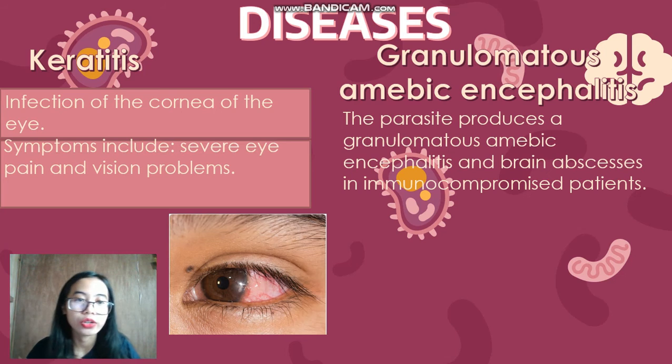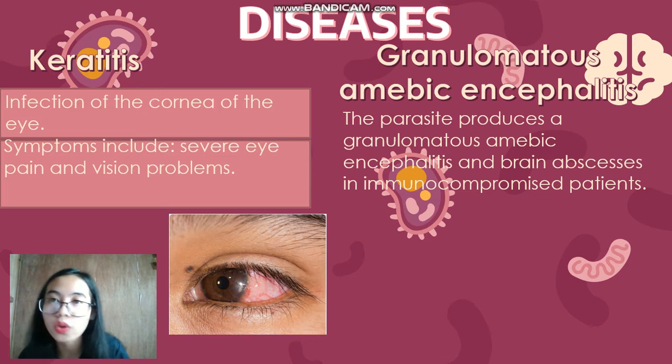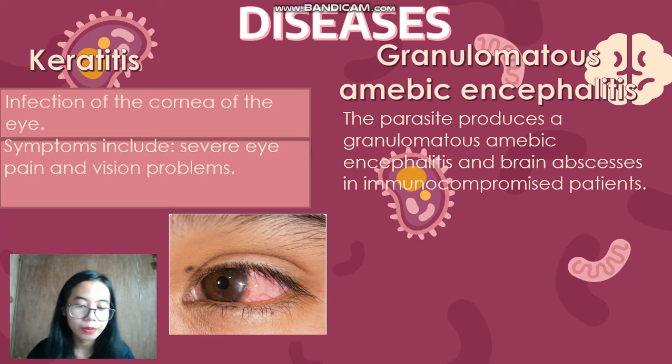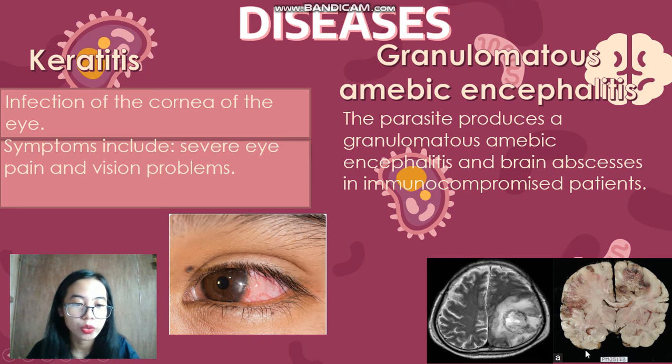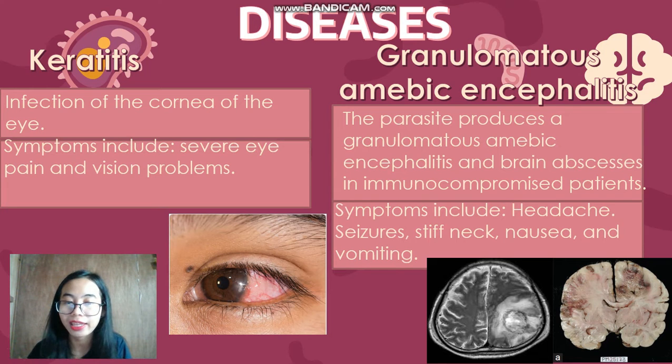So next is granulomatous amoebic encephalitis. It also occurs primarily in immunocompromised individuals. The parasite produces granulomatous amoebic encephalitis and brain abscesses in immunocompromised patients. In the picture, as you can see, this is the brain that is affected by granulomatous amoebic encephalitis. The symptoms include headache, seizures, stiff neck, nausea, and vomiting.